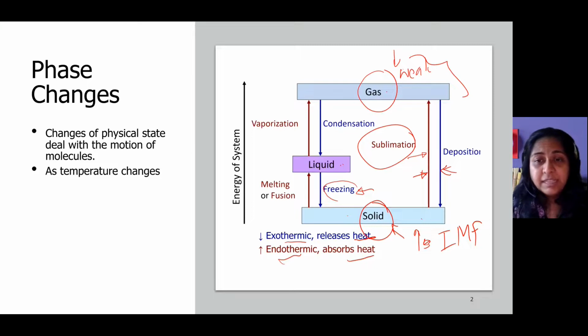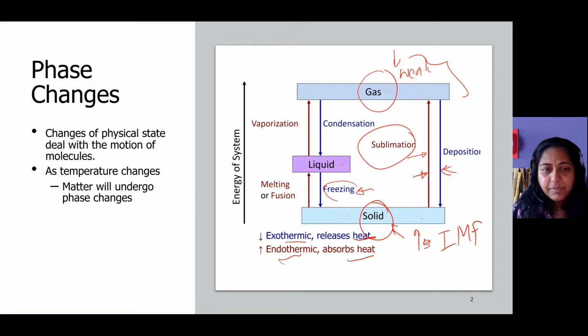In the other case, liquid to solid. Liquid has weaker intermolecular forces. Solid has strong intermolecular forces, and it is changing back to a more compact structure. So it releases heat during that process. Just think about it that way, and then it would be easier to remember whether it's going to be an endothermic process or an exothermic process.